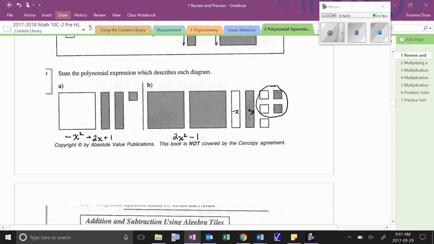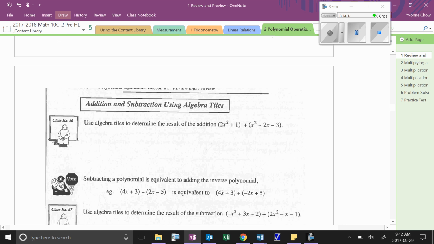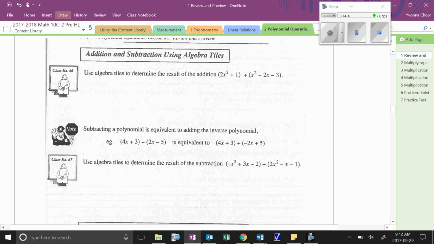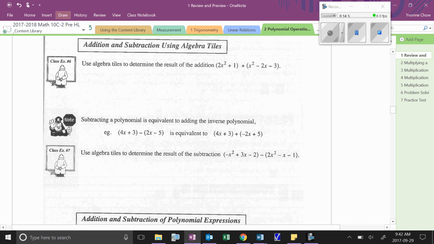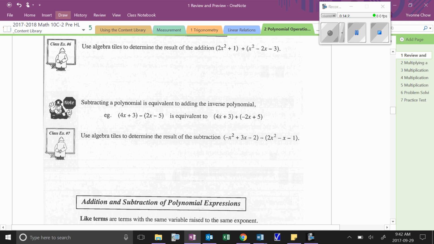If you wanted to, we could actually say 2x squared minus x plus x minus 3 plus 2, and then simplify that as well to 2x squared minus 1. Okay. So taking a look then, using algebra tiles to determine the results of the addition. So again, let's just hit pause. You can draw a quick diagram and then come up with the addition.